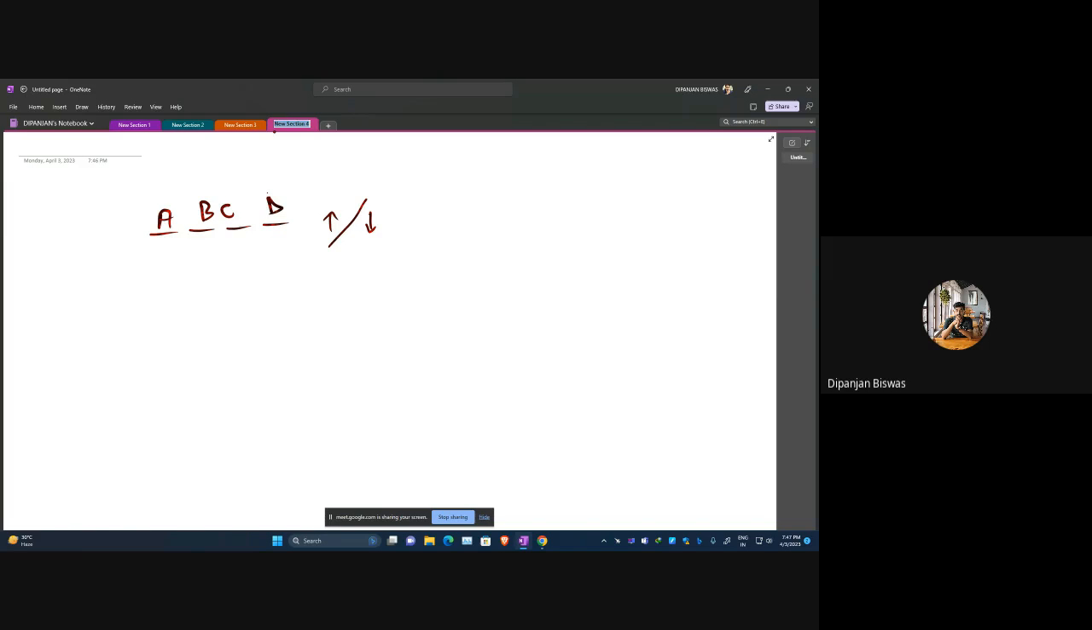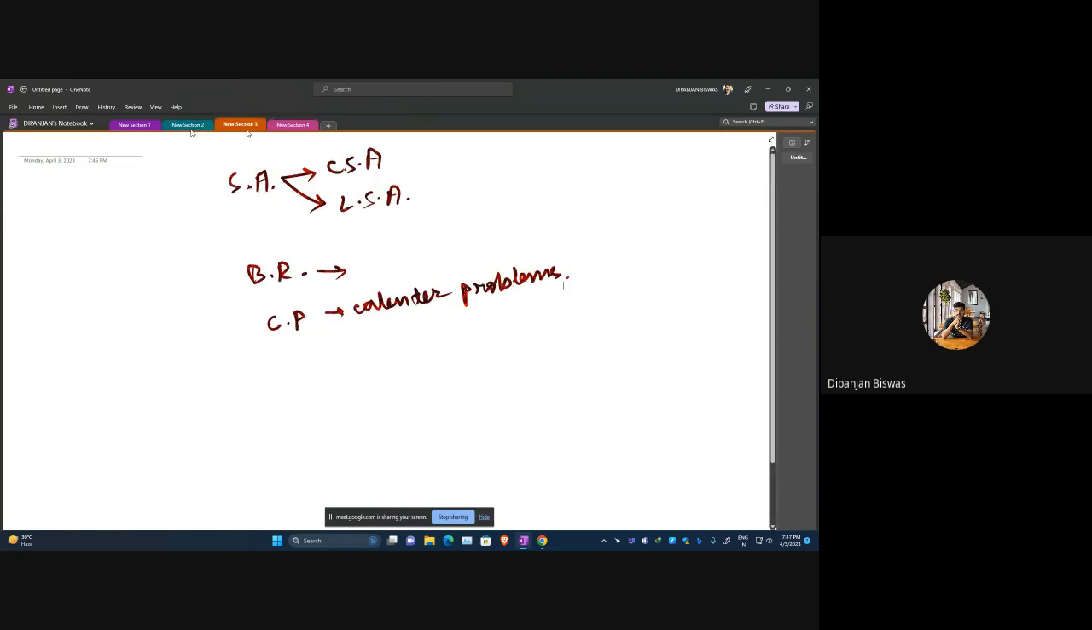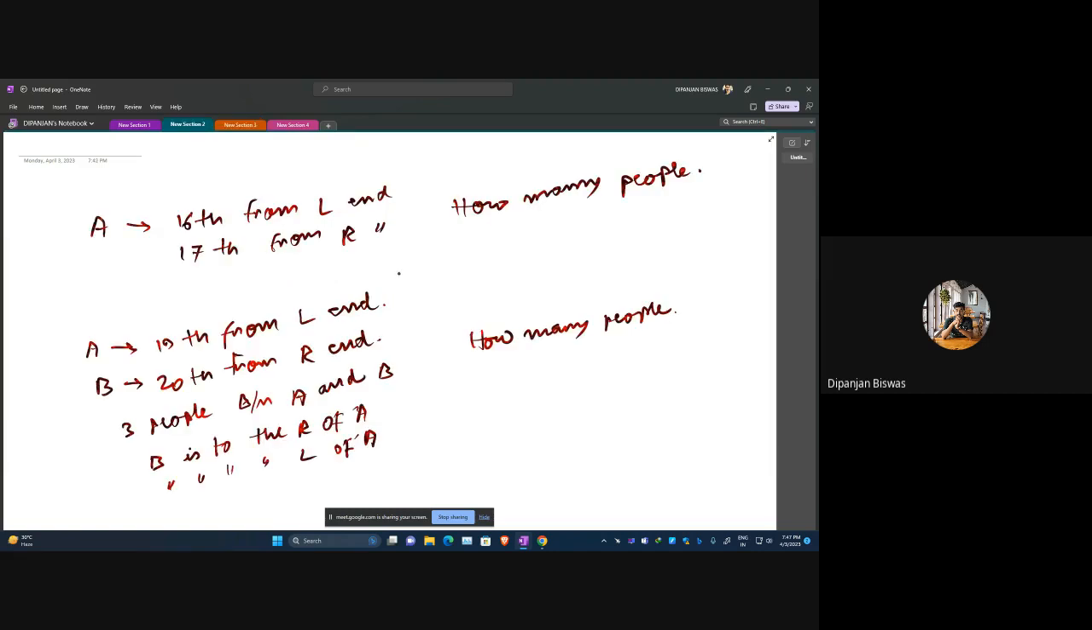In linear seating arrangement, you have two ends. If 5 people are sitting in a row, this is the left, this is the right direction. This is the left end, this is the right end. We first need to discuss some order and ranking questions so you get a clear idea. Let's take the first question. These are the most basic ones, but you need to know these things.